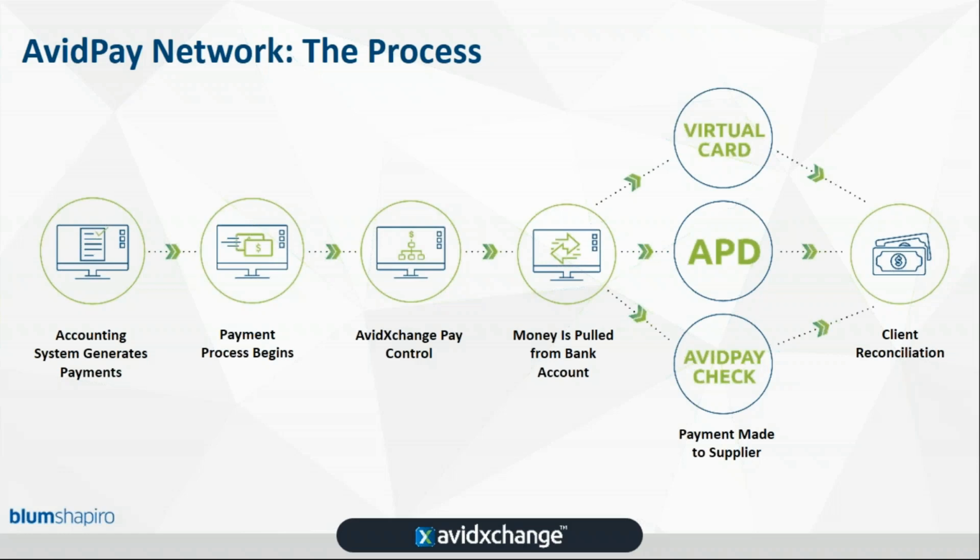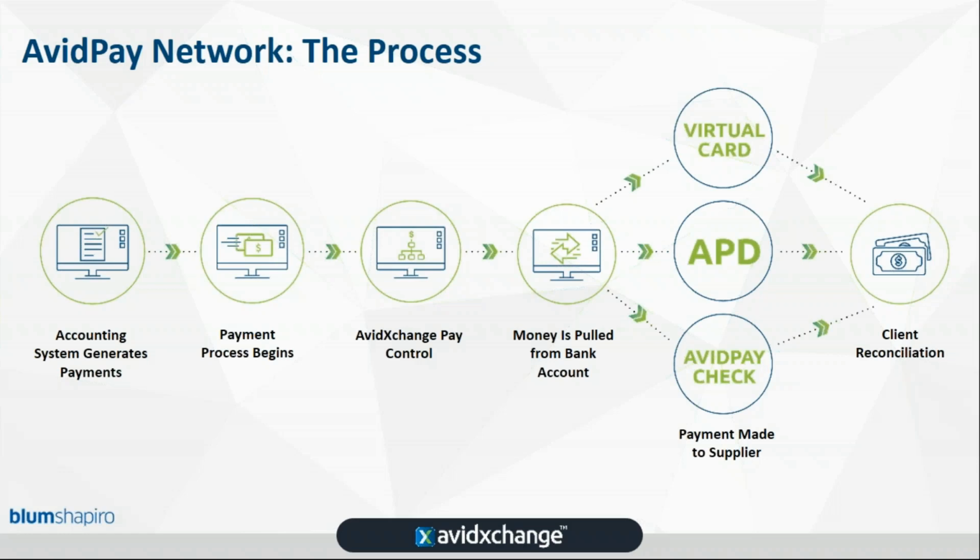We also supply a service component to your suppliers that'll help reduce all the manual tasks that your accounting staff currently has. So to step you through it, the invoice will come in, the accounting system will generate a payment file, and that goes into our payment network pay control system. Then at that point, we're going to determine, based on our AvidPay network, which is currently comprised of about 400,000 different suppliers.